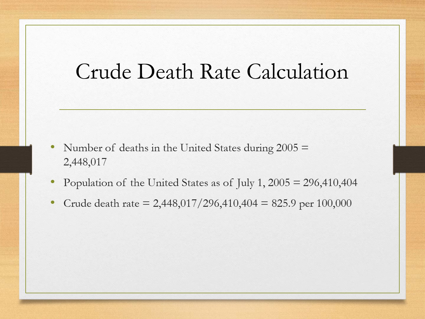296,410,404. To calculate the crude death rate, we divide the number of deaths by the population at the midpoint of that year, which is 2005, and then multiply that by 100,000 to standardize the rate. This gives us a crude death rate of 825.9 deaths per 100,000 population. This metric provides a general overview of mortality within the population during 2005.